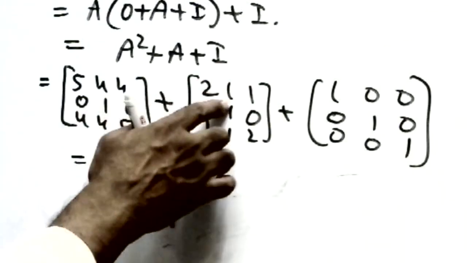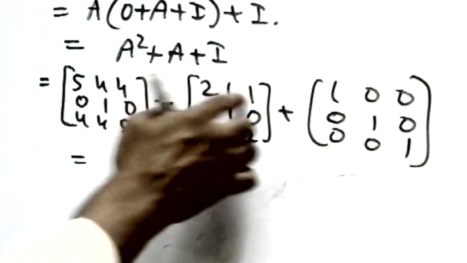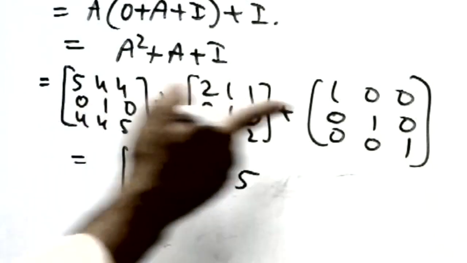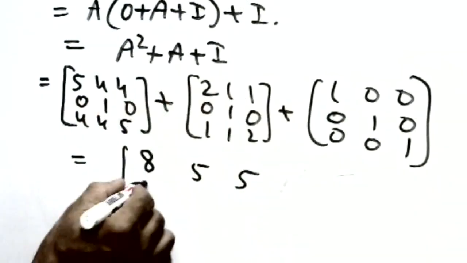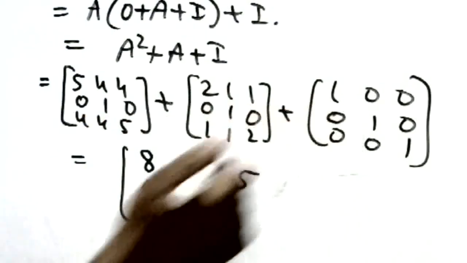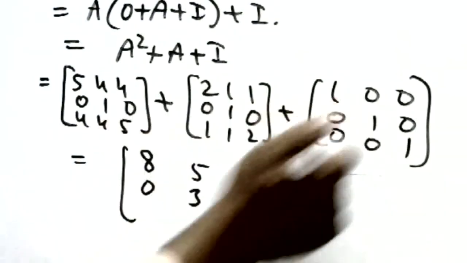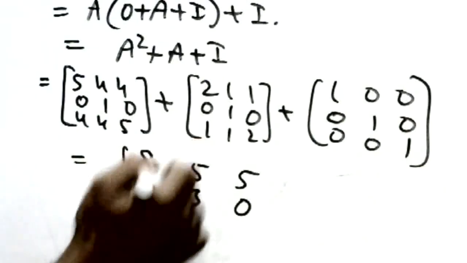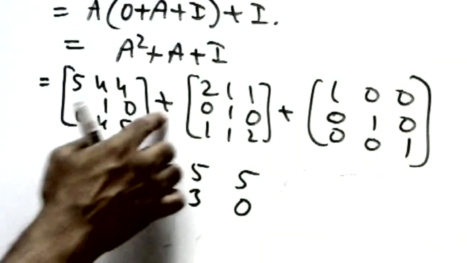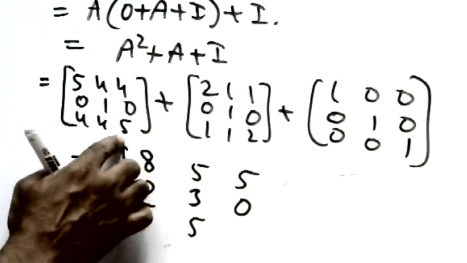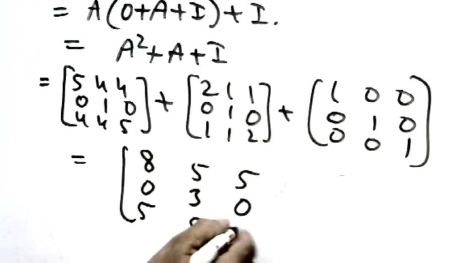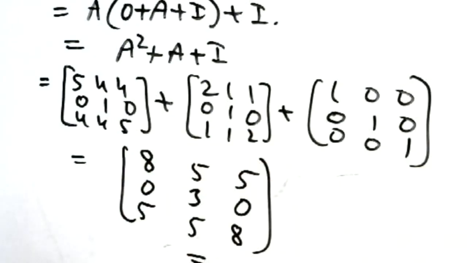5 plus 2 is 7 plus 1 is 8. 4 plus 1 is 5 plus 0 is 5. 0 plus 0 plus 0 remains 0. 1 plus 1 is 2, 2 plus 1 is 3, 0 plus 0 plus 0 remains 0, 4 plus 1 is 5, 5 plus 2 is 7 plus 1 is 8. So we got this value.